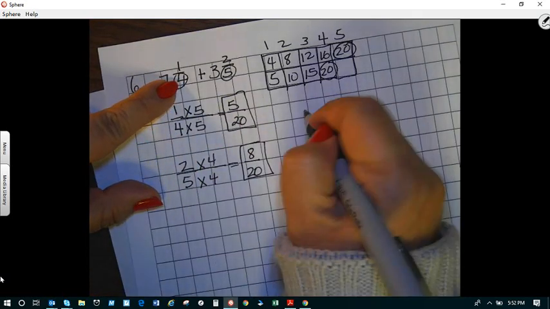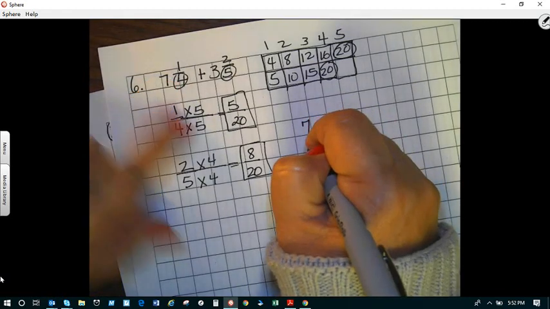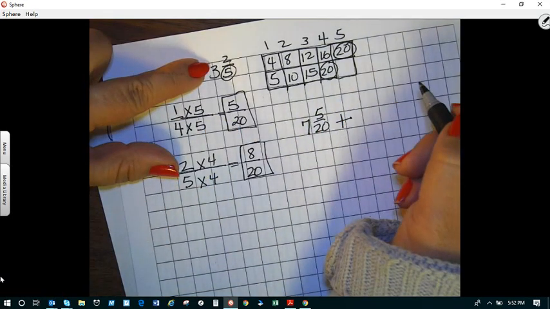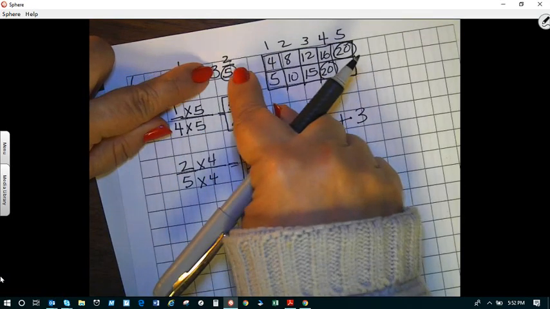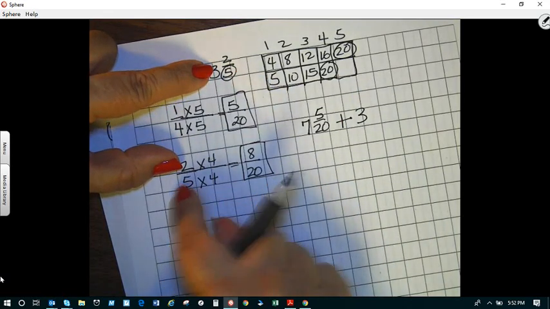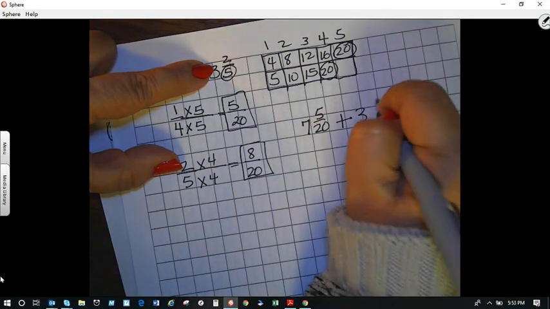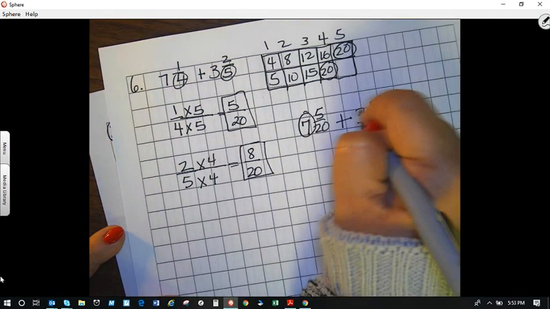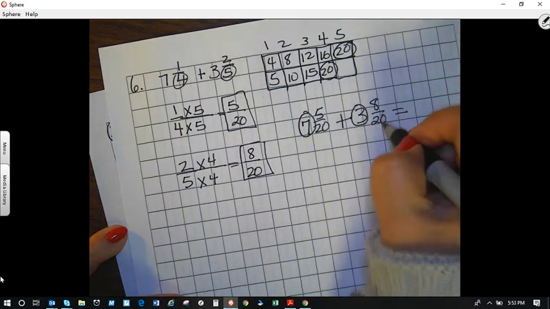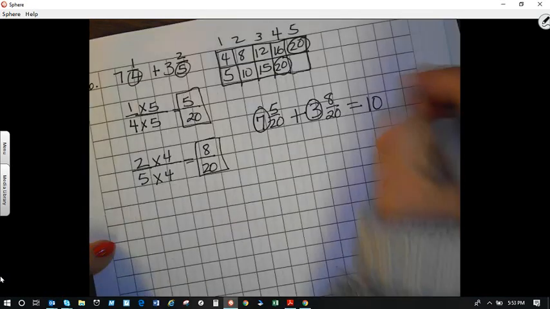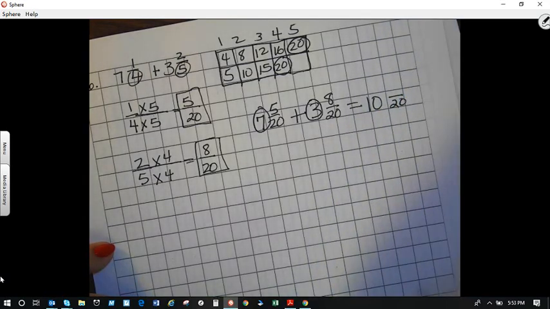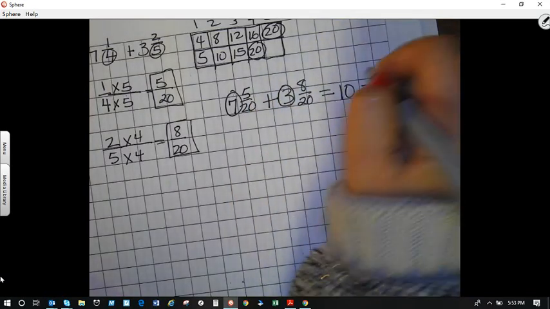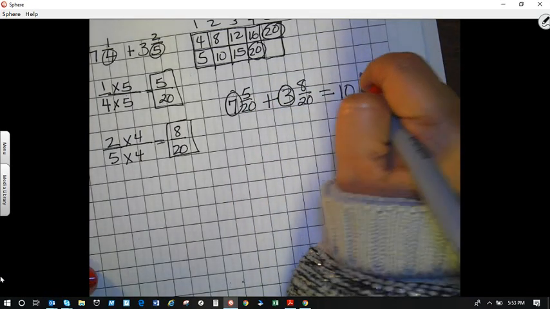So now I'm going to make my equation. 7 and 5/20 is my new fraction, plus 3, and I changed my 2/5 to its equivalent fraction of 8/20. So this is whole number plus whole number. 7 plus 3 equals 10. I'm going to put a 20 in there because it always stays the same. And then I have 5 plus 8. Again, it is 13, just like our last one.